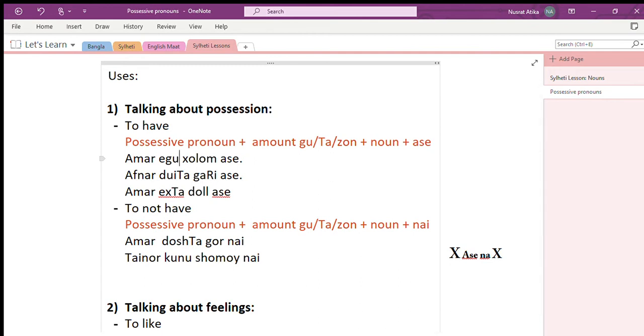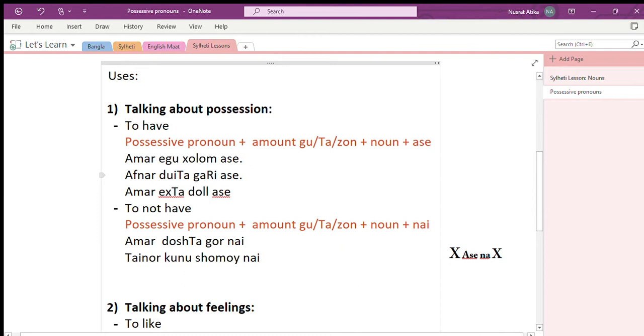So even though in English you would use a non-possessive form, you would say I. In Sylheti we would say amar, we would say my. So we're gonna say my have this, my have that, instead of saying I have. So we're gonna say amar egu holom ase.